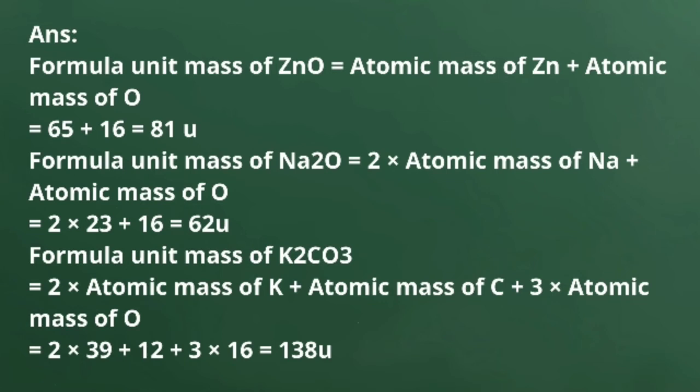Formula unit mass of Na2O is equal to 2 into atomic mass of sodium plus atomic mass of oxygen. Final calculation, 2 into 23 plus 16 is equal to 62U. Formula unit mass of K2CO3 is equal to 2 into atomic mass of potassium plus atomic mass of carbon plus 3 into atomic mass of oxygen. Finally, 2 into 39 plus 12 plus 3 into 16 is equal to 138U.